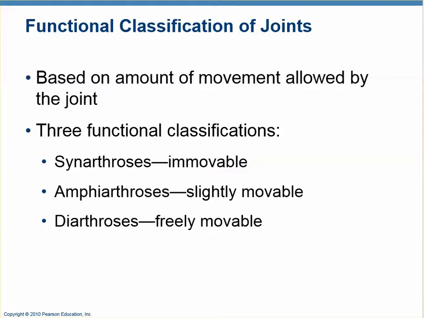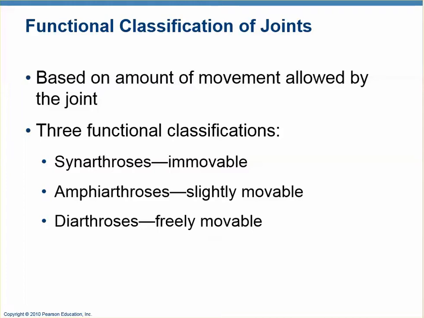And then there's the joints that are neither freely movable or immovable. And amphi means a little bit. Ambidextrous means that both hands work as the right hand. Amphibian lives part of its life as a fish and part of its life as a reptile. Amphi, a little of both. So amphiarthrosis are slightly movable joints.